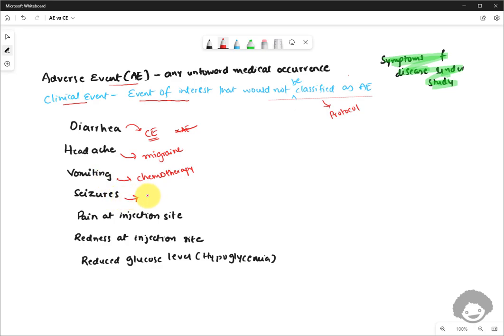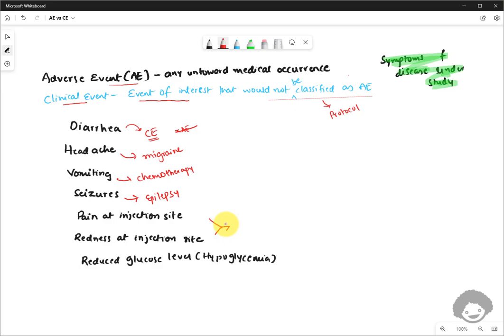Let's take the example of seizures. Let's say we are trying to evaluate some treatments for epilepsy, in which seizures is a symptom. In this study, if they want to keep track of the number of occurrences of seizures, it would be clearly specified as an event of interest, and this cannot be called an adverse event because it is an event of interest and it is a symptom of the disease under study. So in that instance, seizures would be reported under clinical event but not as an adverse event.